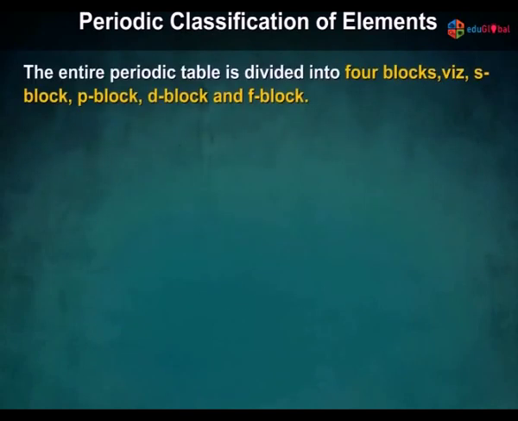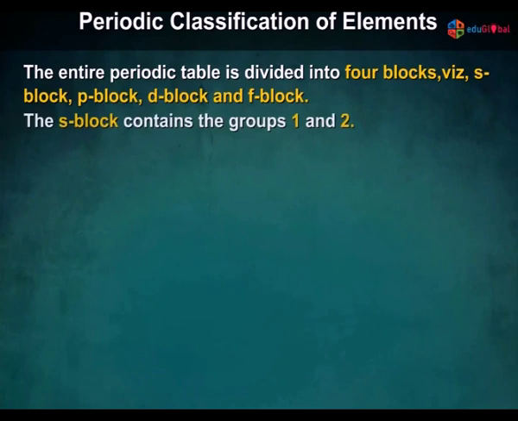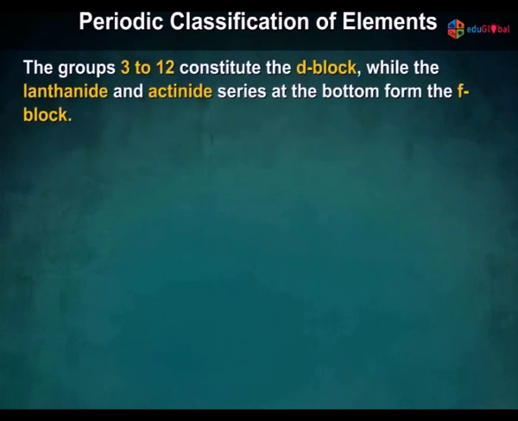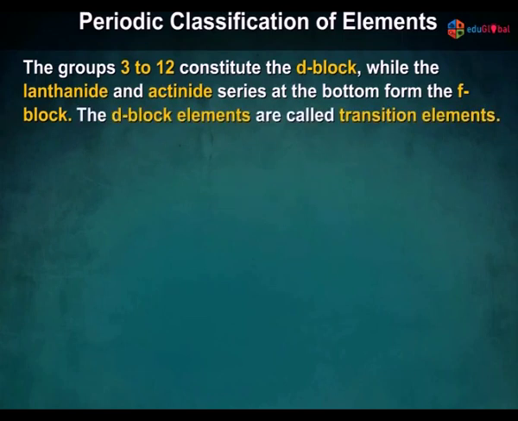The entire periodic table is divided into 4 blocks, namely s block, p block, d block and f block. The s block contains the groups 1 and 2. The groups 13 to 18 constitute the p block. The groups 3 to 12 constitute the d block, while the lanthanide and actinide series at the bottom form the f block. The d block elements are called transition elements.